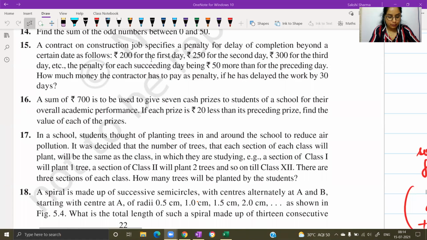Question 15 from 5.3. A contract on a construction job specifies a penalty for a delay of completion beyond a certain date as follows. The penalty charged is 200 rupees for the first day, 250 for the second day, 300 for the third day, and so on. The penalty for each succeeding day increases by 50 rupees. What can you say about this list of values?